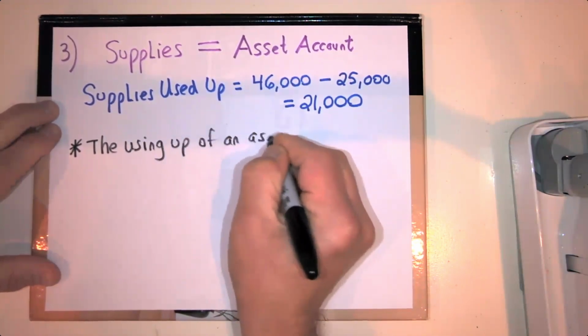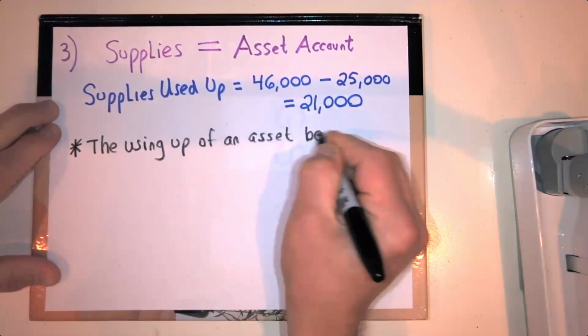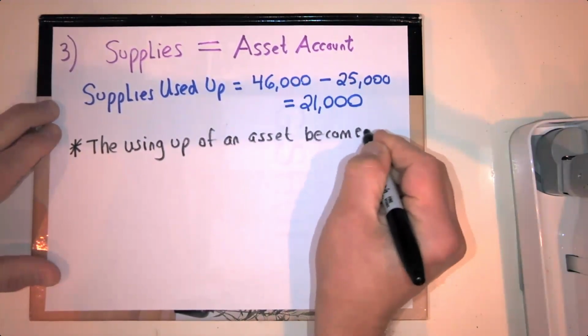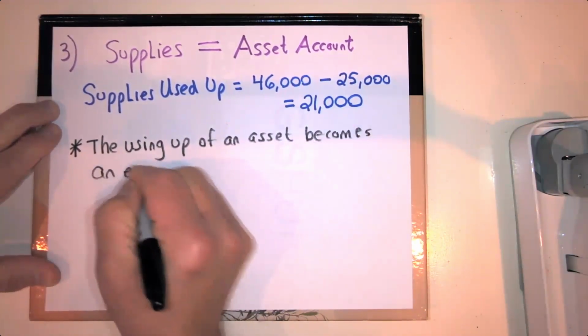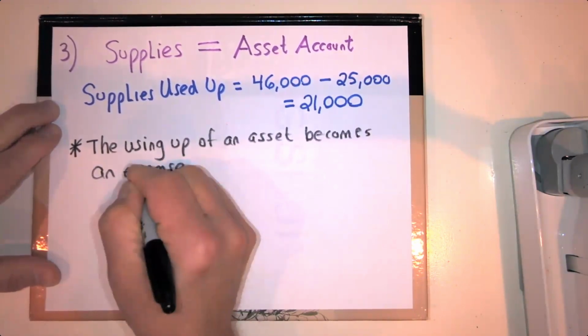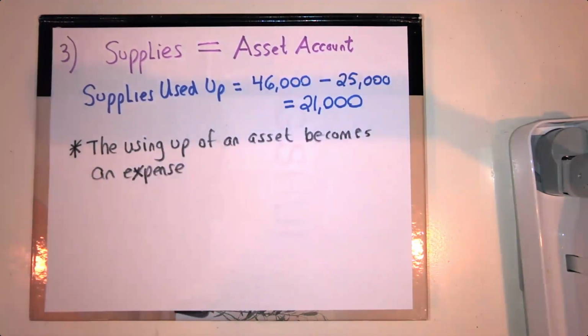Using up of an asset becomes an expense. And that's why we need an adjusting entry. We need to account for the supplies that were used up, and thus we need to turn them into an expense.